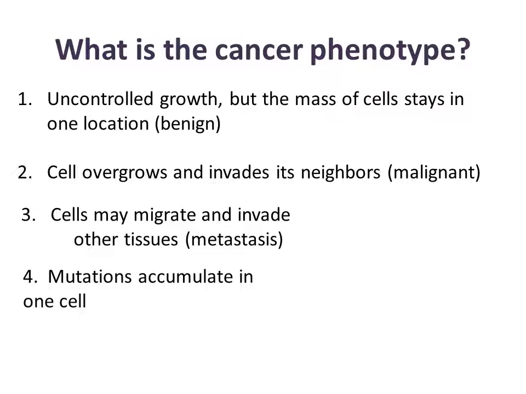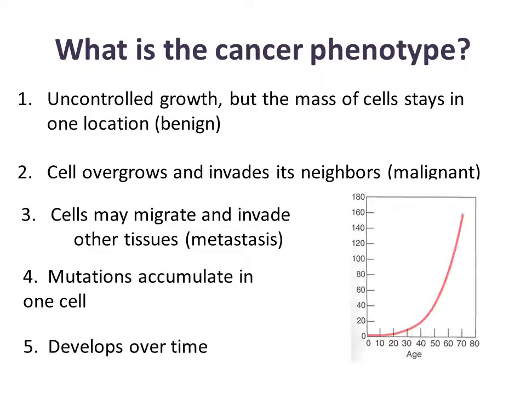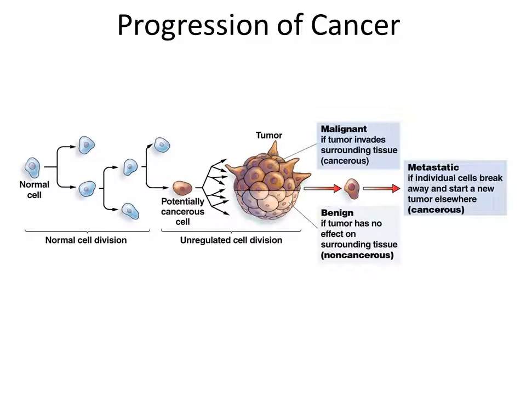So to get cancer, you have to have mutations, and many mutations accumulate in one cell, and this happens over a long period of time. So as you see, as we age, the likelihood of many mutations occurring in a cell type goes up dramatically, and this just takes time. So this is just showing it from a figure in your book.